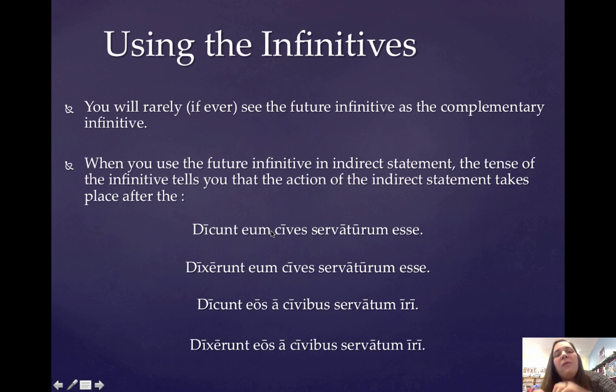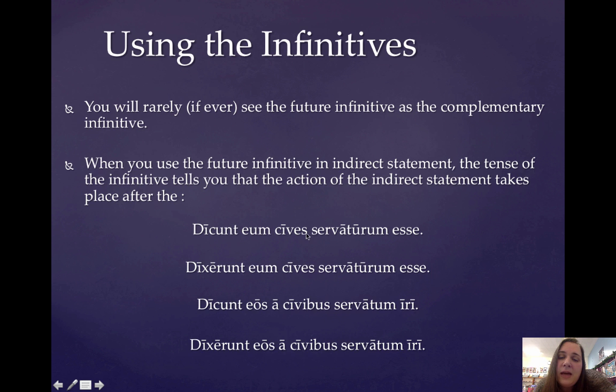In this first one, now we've talked a little bit about how you have to translate the infinitive in indirect statement relative to the action of the main clause, the verb in the main clause. So if you have a present infinitive, it shows that it happened at the same time. Perfect infinitive shows that the indirect statement happened before the main clause. Or now the future infinitive shows that the indirect statement happened after the main clause. So I have a couple examples here.